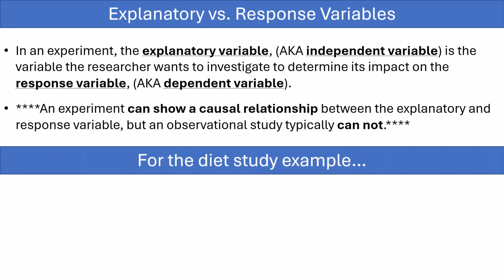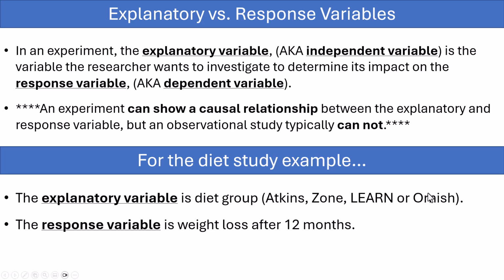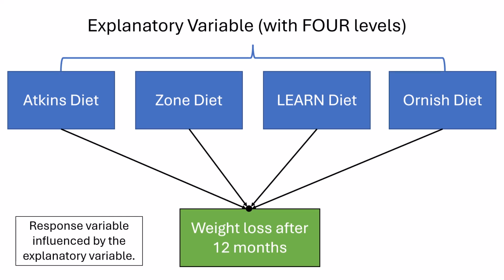For the diet study example, the explanatory variable would be diet group, which has 4 different options or levels: Atkins, Zone, Learn, or Ornish. The response variable might be the weight loss after 12 months. Here's what that looks like visually. We would like to see how the explanatory variable, or diet, has an effect on the response variable of weight loss after 12 months.